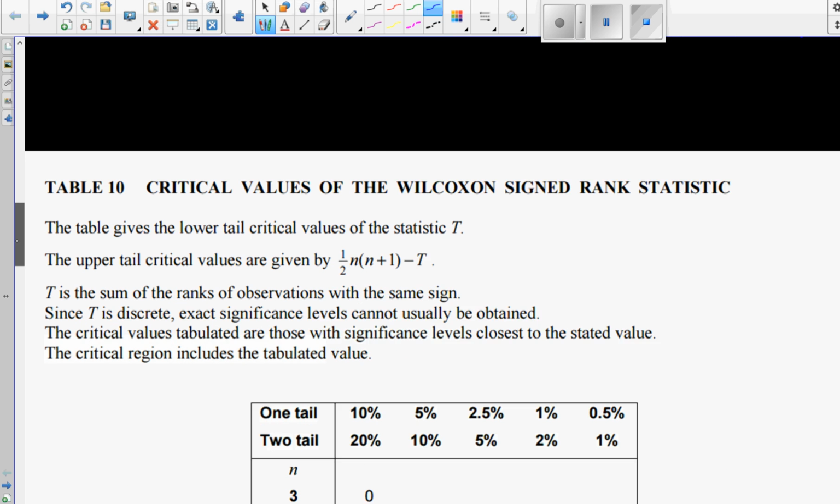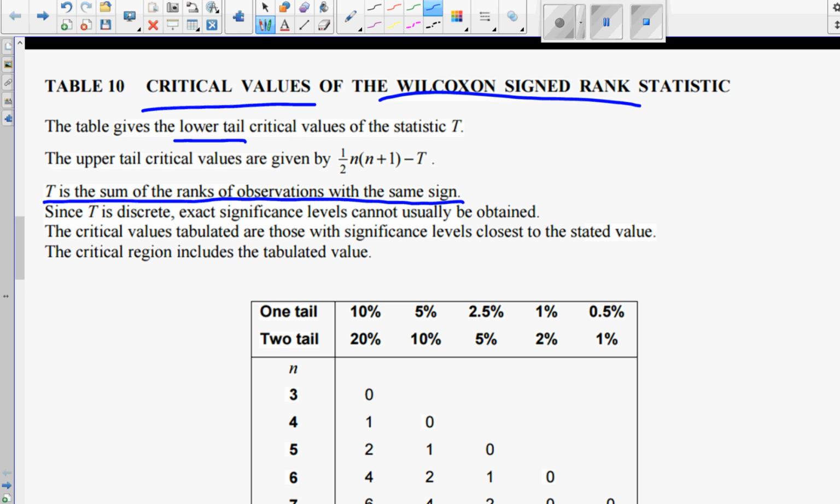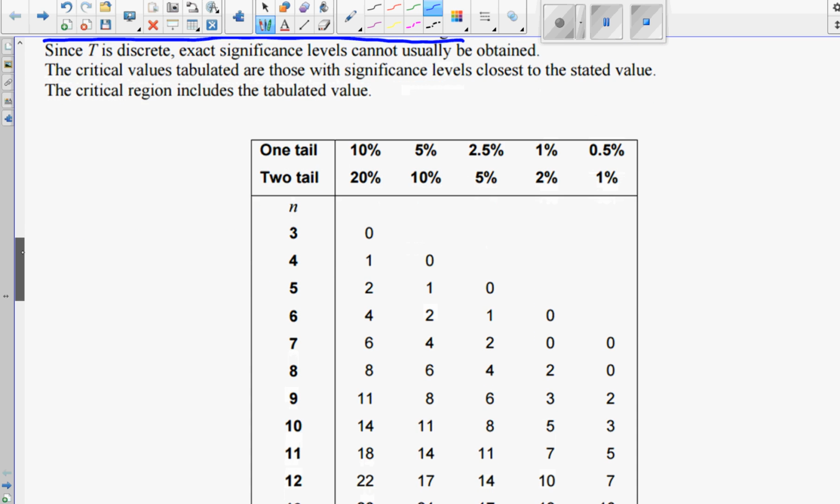So let's have a look at what we've got. Here we go. So it tells us table 10, critical values, Wilcoxon signed rank test. It also gives us a hint if we can't remember how to do the test, because it says that these figures are for the lower tail, so that means we're going to take the lower number. It also tells us how to do the calculation here, as T is the sum of the ranks of the observations with the same sign. So that told us how to go about doing that sum should we have forgotten.